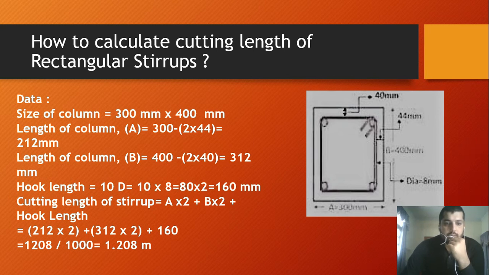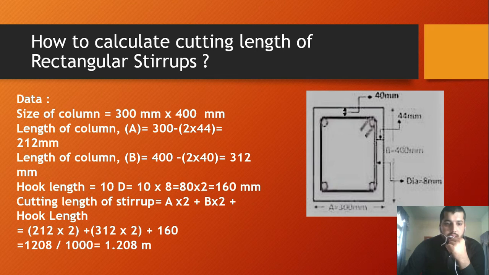Hook length is 10D. There are two hooks, so at the end we will multiply by 2, and the dia of the bar is 8 mm. 10 multiplied by 8 is 80, and 80 multiplied by 2 is 160 mm for these two hooks.